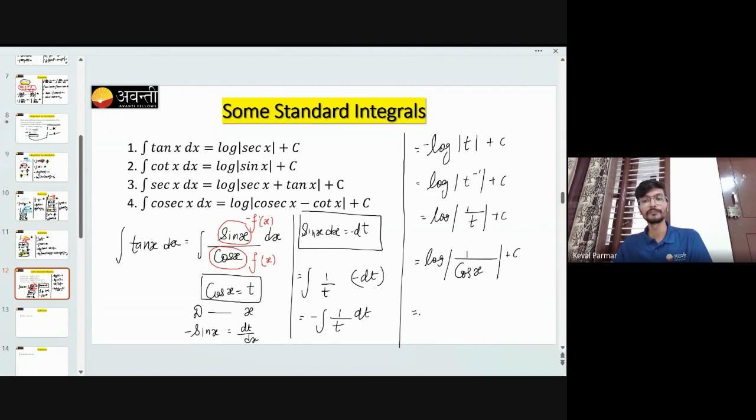And what is log of 1 upon cos x? 1 upon cos x is sec x, so log of sec x plus c. This is my answer. I hope you are getting it. Very simple.